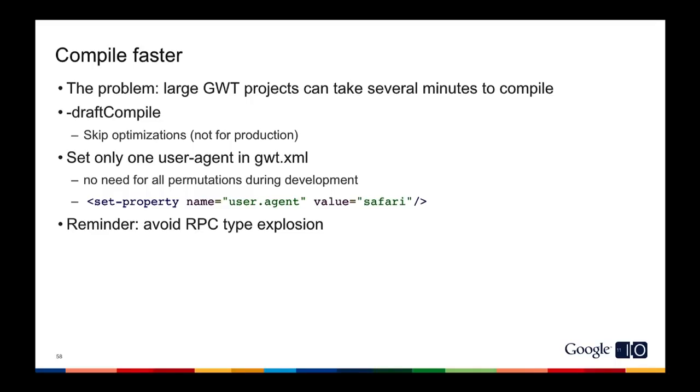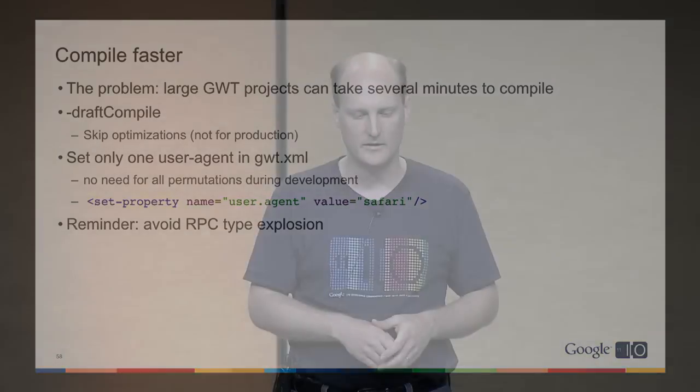The reason is that GWT creates permutations for each browser, which is custom JavaScript code specific for that browser, which is the most efficient code for that browser, because we've tweaked the JavaScript in order to know about the browser's particular idiosyncrasies and speed improvements that are possible, et cetera. Which is great for user experience, because the user gets the fastest experience they can. But it does mean that you're having additional compile time for your app.